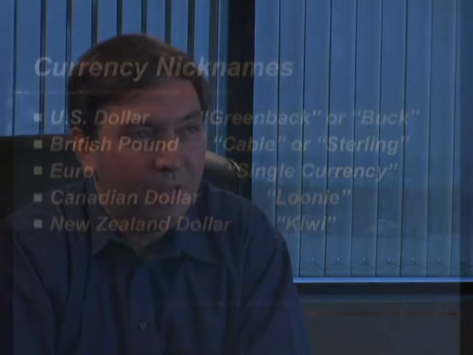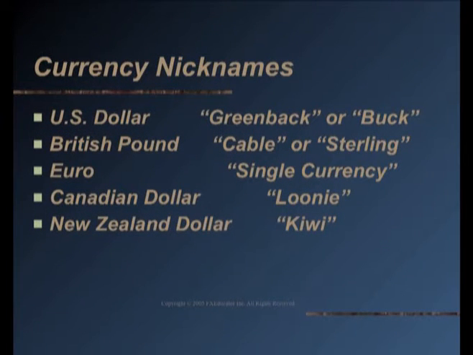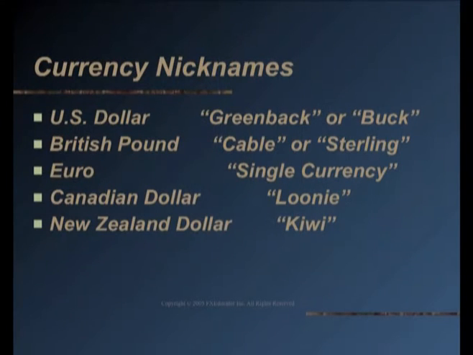Currencies have different nicknames, and it's important that you understand them because obviously if you're speaking to another trader or you're reading a magazine article perhaps, and you see one of these terms, it's obviously important to know what they are. The US dollar is often referred to as the greenback or the buck. The British pound is often called the cable or the sterling. You'll hear the euro referred to as the single currency because it is a single currency that is used by many countries. The Canadian dollar is called the loonie because on a dollar coin in Canada there's a picture of a bird that is a loon. And the New Zealand dollar is referred to as the kiwi.